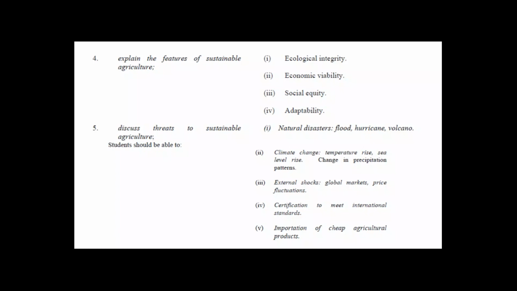And we're going to discuss threats to sustainable agriculture, such as natural disasters, floods, hurricanes, and volcanoes, climate change, temperature rise, sea level rise, and change in precipitation. So you have heavy rain followed by drought. Then you have external shocks and global markets, etc. I suppose the war in Ukraine can be considered an external shock. And because Ukraine produced a lot of wheat, prices are going up.